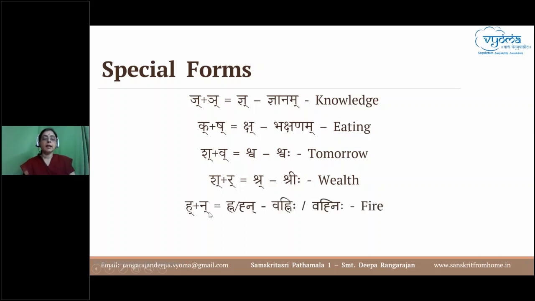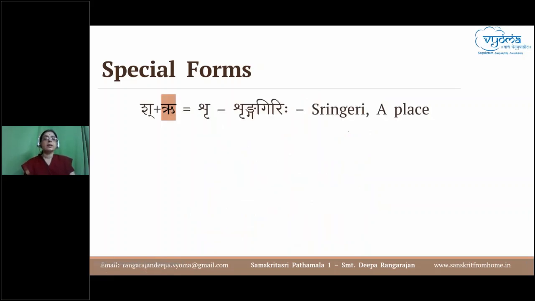Then Hakara and Nakara. Now, here the pronunciation will be Vannihi. You will not say Vahnihi. You will not pronounce the Hakara first. You will pronounce it as Vannihi. This means fire. Then the bhaktaha. We already saw this word. Then shri, where shakara is added with a r, which is a vowel, like Shrungagirihi, Sringeri, which is a place. Then tra, as in netram, the eye.